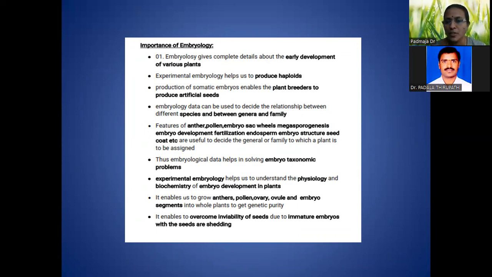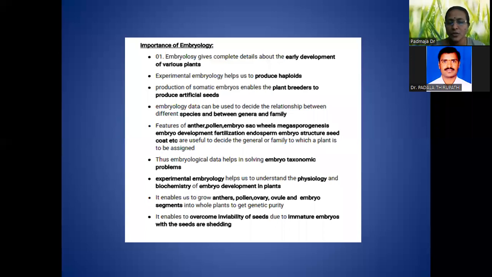These haploids are produced by anther cultures, by the culture of pollen grains. And the production of somatic embryos enables plant breeders to produce artificial seeds. These artificial seeds are very important. These are produced from somatic embryos. That means from somatic cells, the embryo development will be seen. That leads to the production of artificial seeds. And thus embryological data is also helpful in solving taxonomic problems.